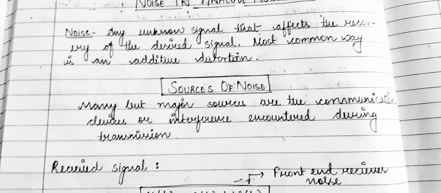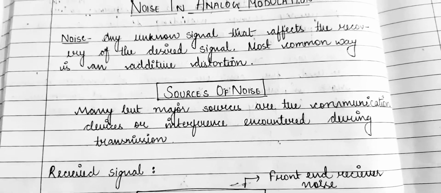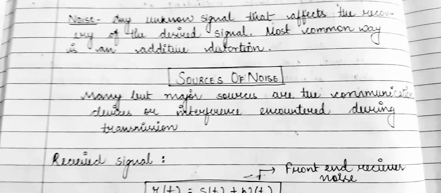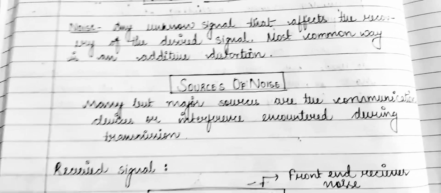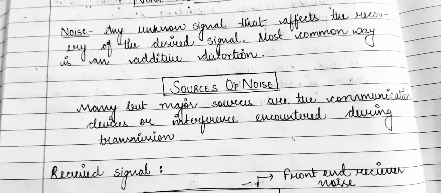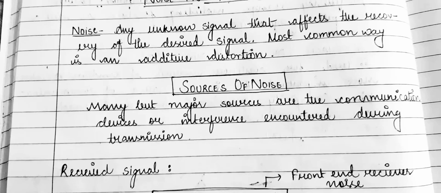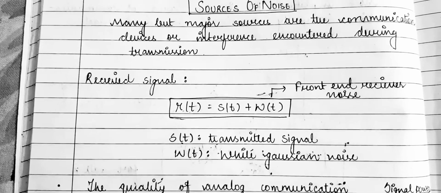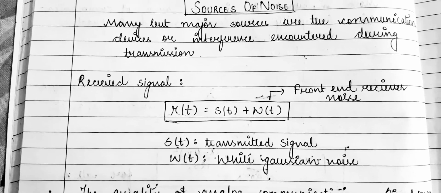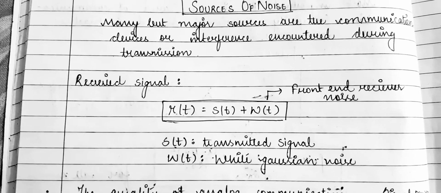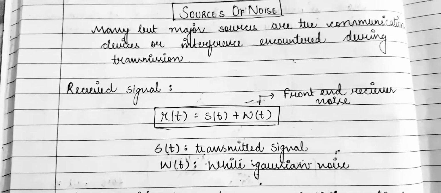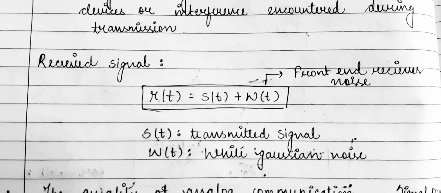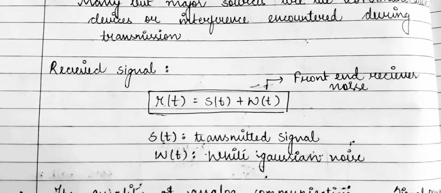Now, in a communication system, the transmitter and receiver are basically made of electronic devices and are the major source of additive noise. So, there might be electromagnetic signals that interfere during the transmission and the signal becomes noisy. So generally a received signal is a function of time that is denoted by r(t) equals s(t) plus w(t). So we can see that the received signal is a combination of your transmitted signal along with your white Gaussian noise, that is also known as your front end receiver noise. So your received signal is denoted by r(t).